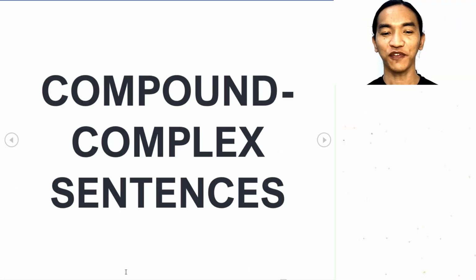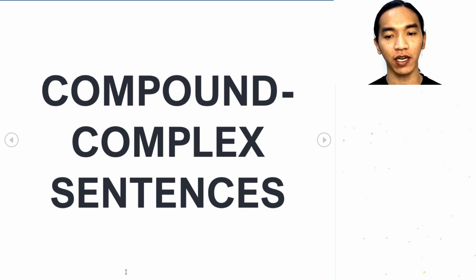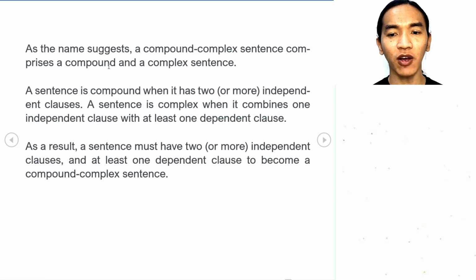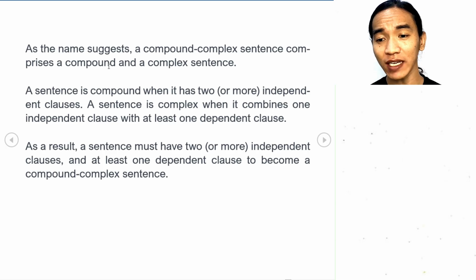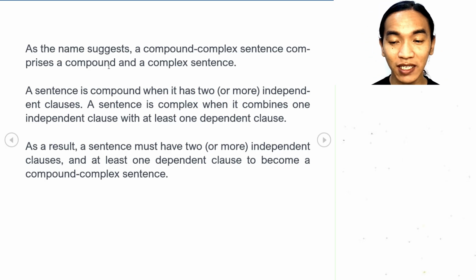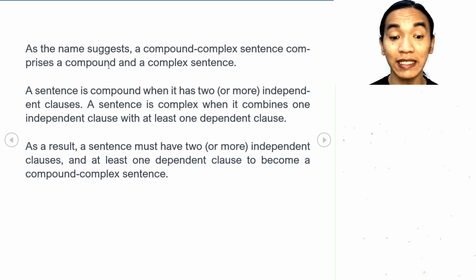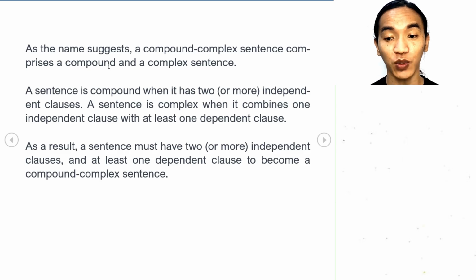Let's go. So for this lesson, let's go ahead and talk about the last sentence structure that we have here, which is your compound complex sentences. All right. So what is a compound complex sentence? As the name suggests, a compound complex sentence comprises a compound and a complex sentence. So it just means it's a combination of the two, a compound sentence and a complex sentence. Remember, a compound sentence means that you have two independent clauses combined together, and a complex sentence has one or two independent clauses and a combination of one or two dependent clauses.